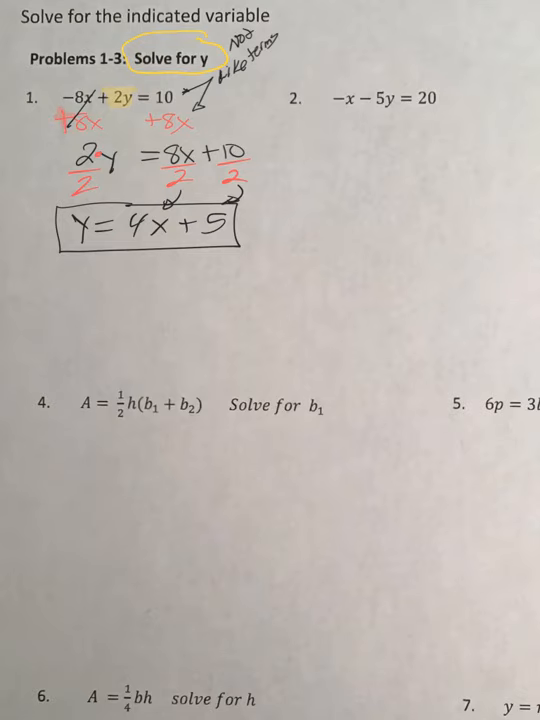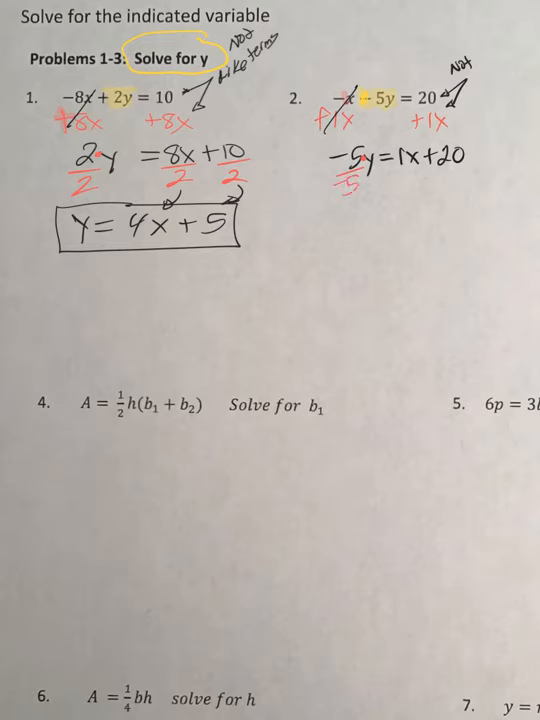Okay, so let's look at number 2. In number 2, they want us to also solve for y. So we want to isolate the y and get the y term to be by itself. So we want to undo subtracting 1x by adding 1x. And once again, these two terms are not like terms because they do not both have x's. So we have just a negative 5y on the left-hand side and a 1x plus a 20 on the right-hand side. Then we can undo multiplying by negative 5 by dividing by negative 5.